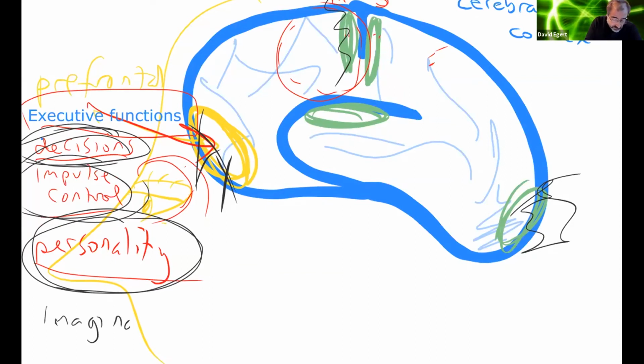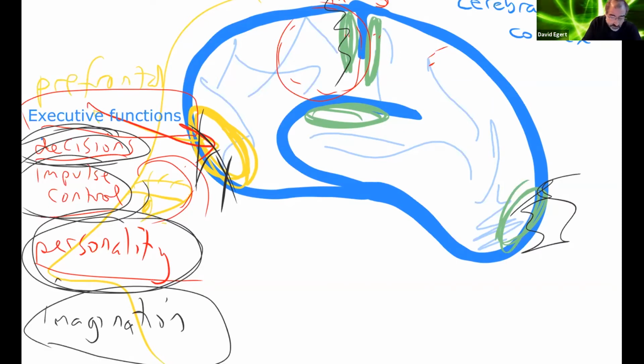Imagination. So prefrontal, and so these are all kind of basic areas. And then there's a couple of special areas that we need to, and actually before we go to these special areas, let me talk about laterality.